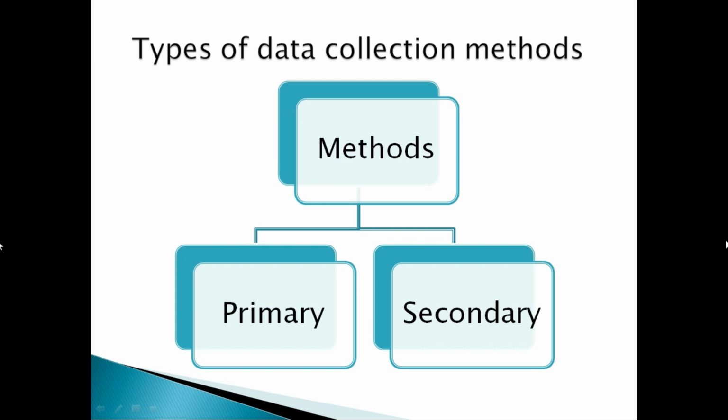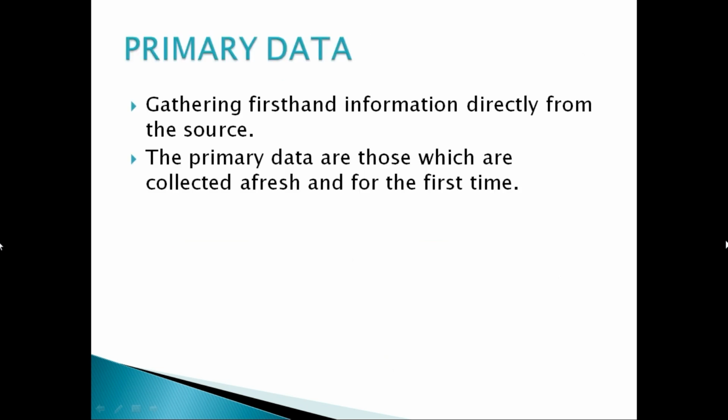So there are different types of data collection methods. The first one is the primary data collection method and the second one is the secondary data collection method. So we'll see in detail what is the primary and what is the secondary data collection method. What is primary data collection? First let's see what is primary data. Primary data is first hand information, or we are directly collecting the data from the source. Primary data are those which are collected afresh or for the first time.